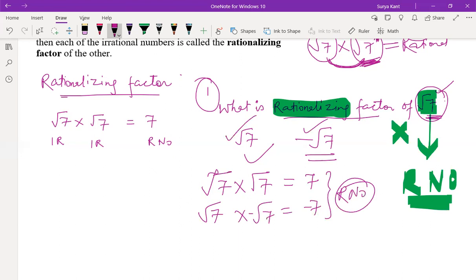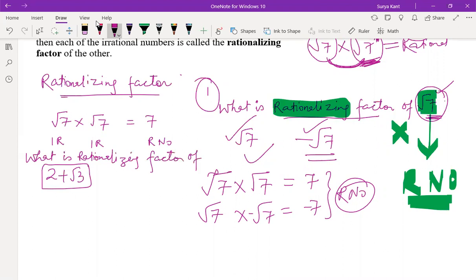Yes, sir. What is the rationalizing factor of 2 plus root 3? What is the rationalizing factor of 2 plus root 3? Anyone can tell me?